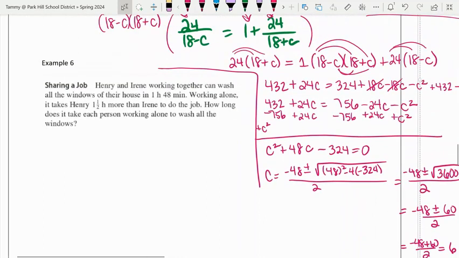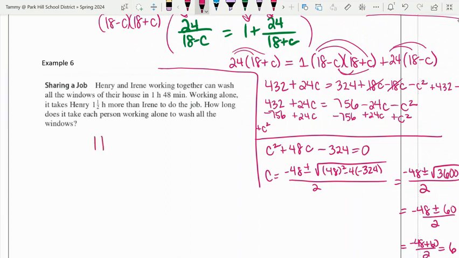Henry and Irene working together can wash all the windows of their house in 1 hour and 48 minutes. Working alone, it takes Henry 1.5 hours more than Irene to do the job. How long does it take each person alone to wash the house?